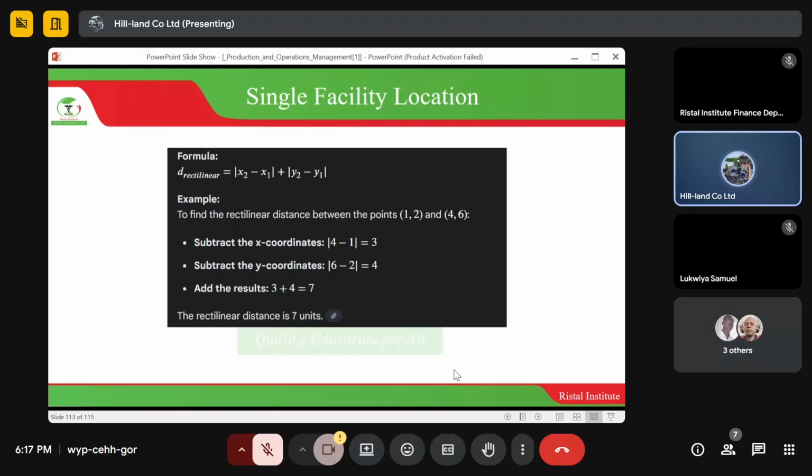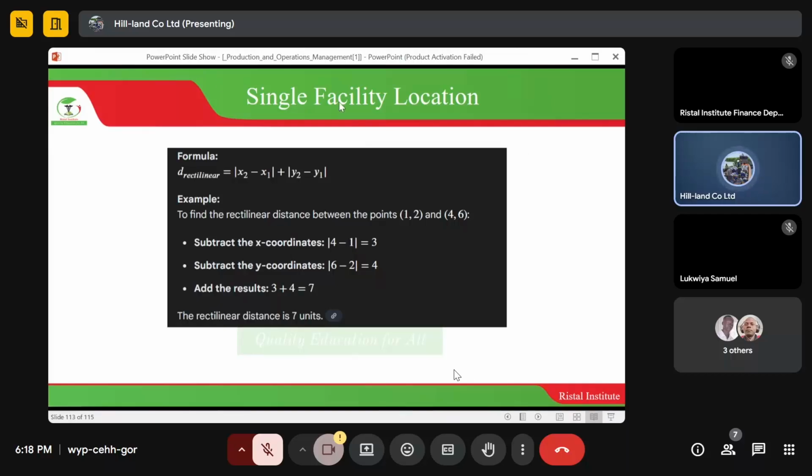rectilinear formula for us to determine the distance on the straight line, so that we know how many units we can supply when we are to travel in a straight line, at the shortest distance possible, because we need to know what distance can we have, which is the shortest and which can help us to determine between the farm and also the market. So we need to know how many units we are able to supply within there.